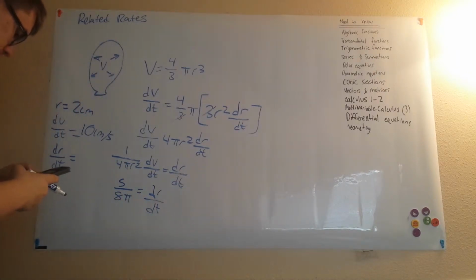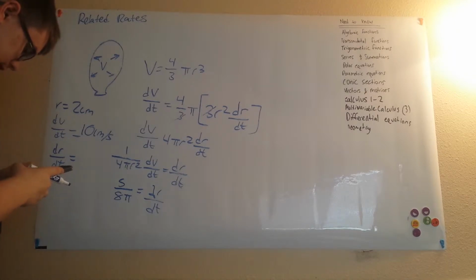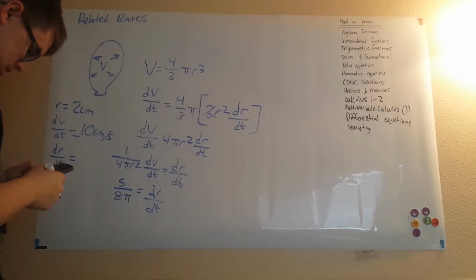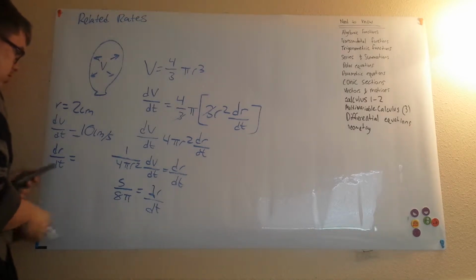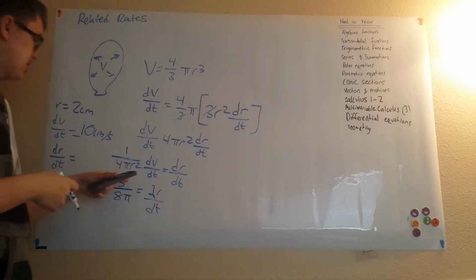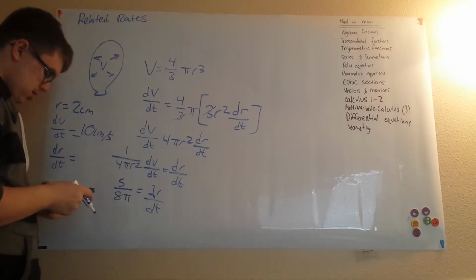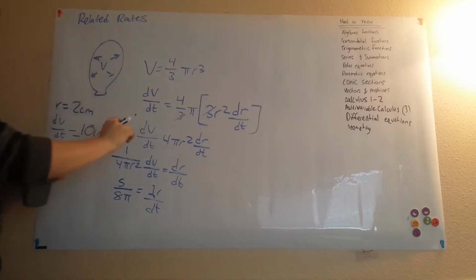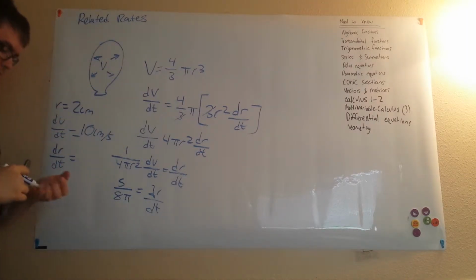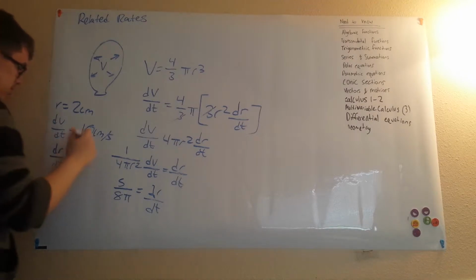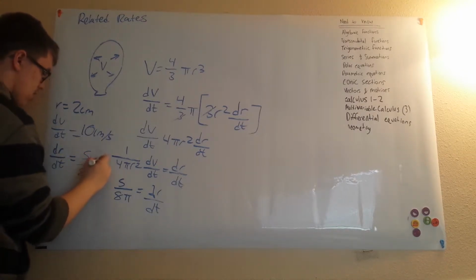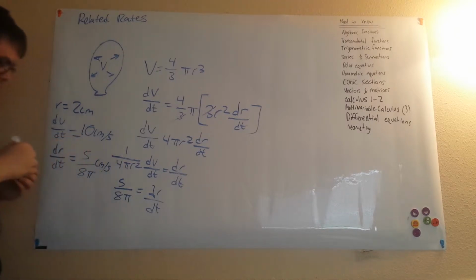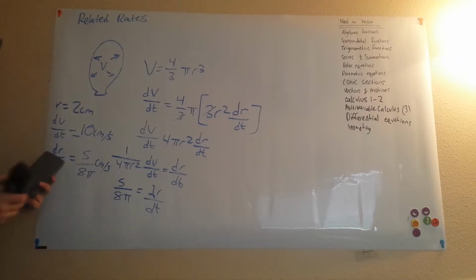And let's see. Okay. So if we plug in 2 and pi, we get 16, right? And this is 10. 10 over 16 is 5 over 8, right? This is how fast the radius is increasing at that time. It's kind of interesting. So, yeah, centimeters per second. So that's related rates in a nutshell. I don't want to do more.